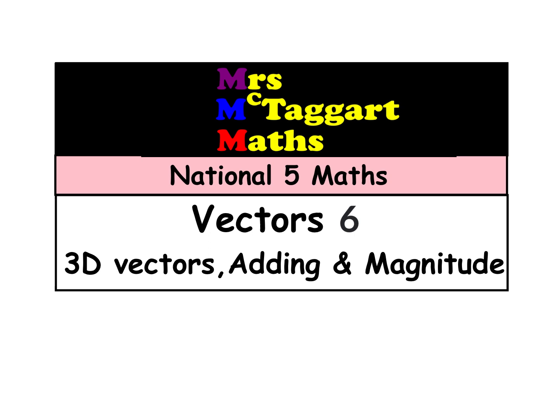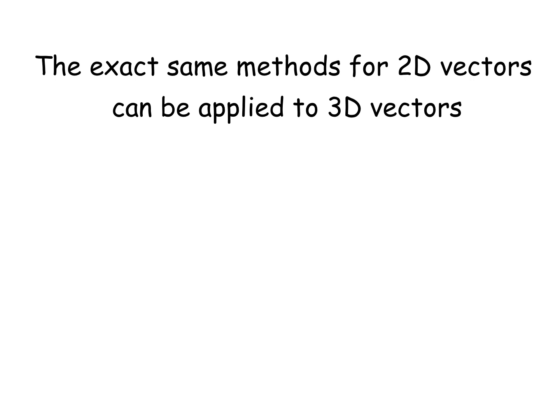We are now combining all the stuff we know and we're going to be looking at adding and subtracting vectors, doing the magnitude, but now involving 3D vectors, whereas before I've only done it with 2D. Good news is the exact same methods apply to 3D vectors as they do to 2D vectors. We add the same way, we find the magnitude the same way, only there's a little extra bit added on.